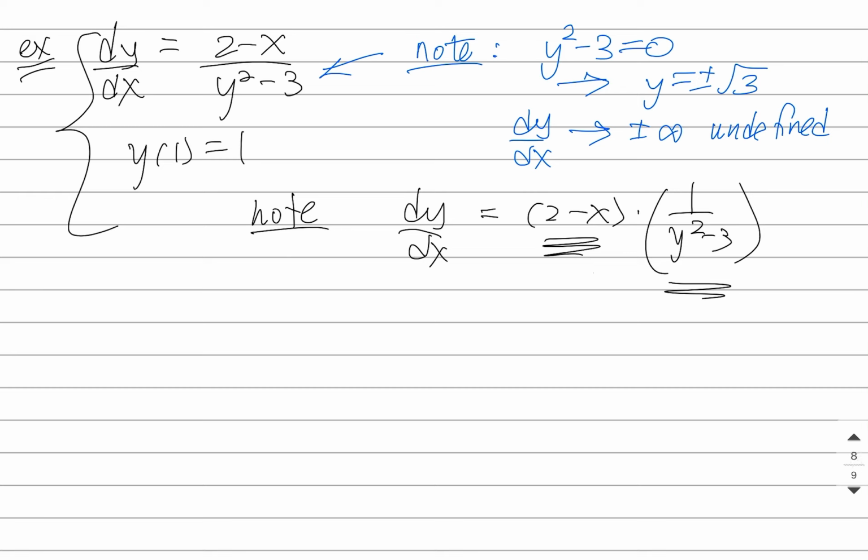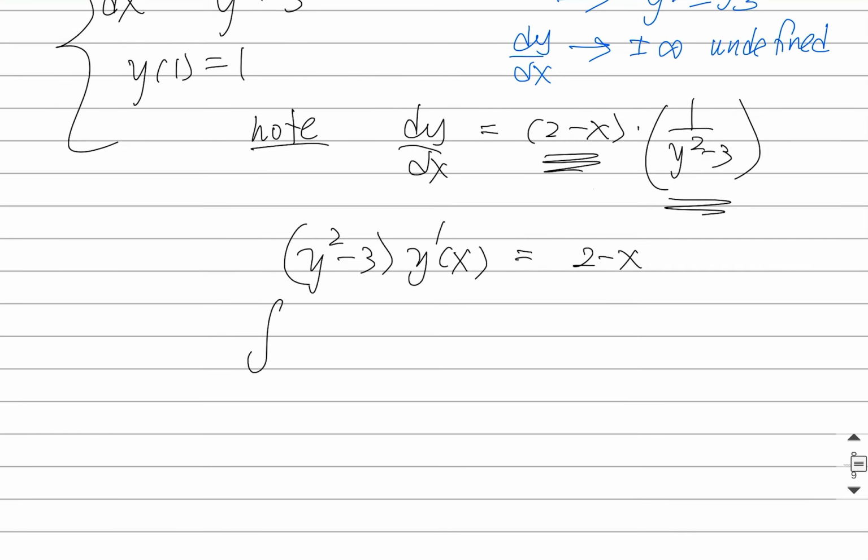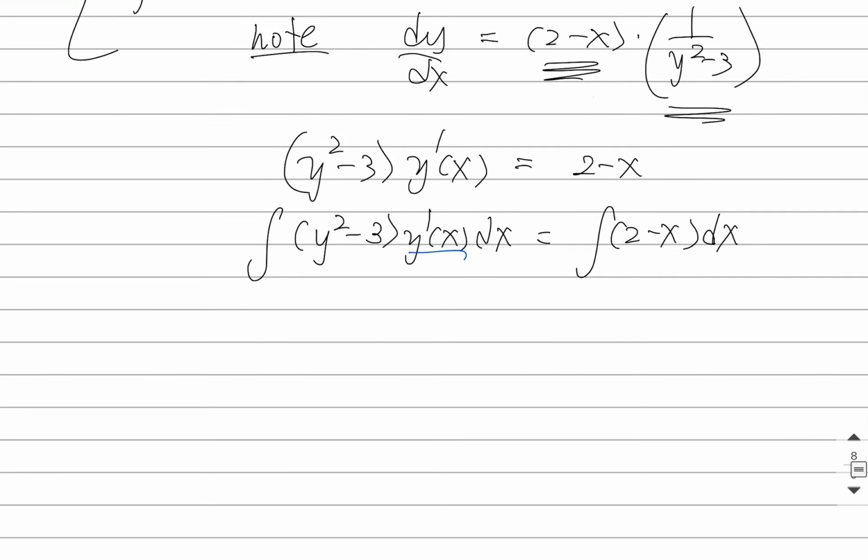So we're going to move the term with the y squared. Everything with the y goes together with the derivative. So we'll have (y squared minus 3) y prime of x on one side, and 2 minus x on the other side. We're going to anti-differentiate both sides with respect to x. That's how we preserve equality. And what this means is this term will end up giving us a dy. It's effectively the chain rule in reverse. It's a switch of variables.